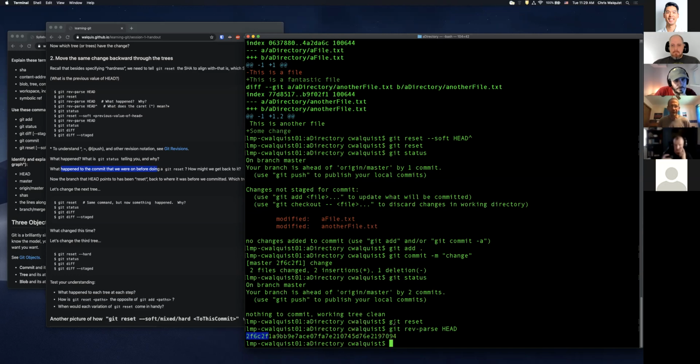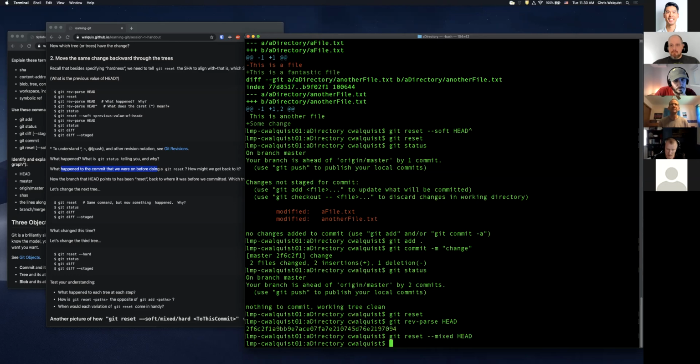Just to point out that Git reset by default goes to mixed if you don't tell it which one, and if you don't tell it which place to go, it just goes to head. So you can use that though to your advantage.